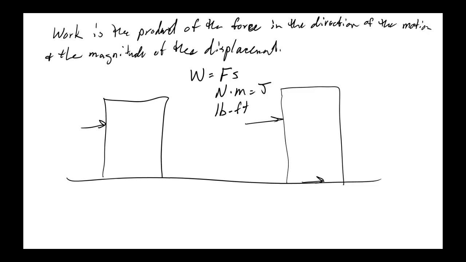Now, guess what the unit is in the U.S. customary system? It doesn't have a special name. We usually call it foot-pound, okay? We just reverse the order and say foot-pound.